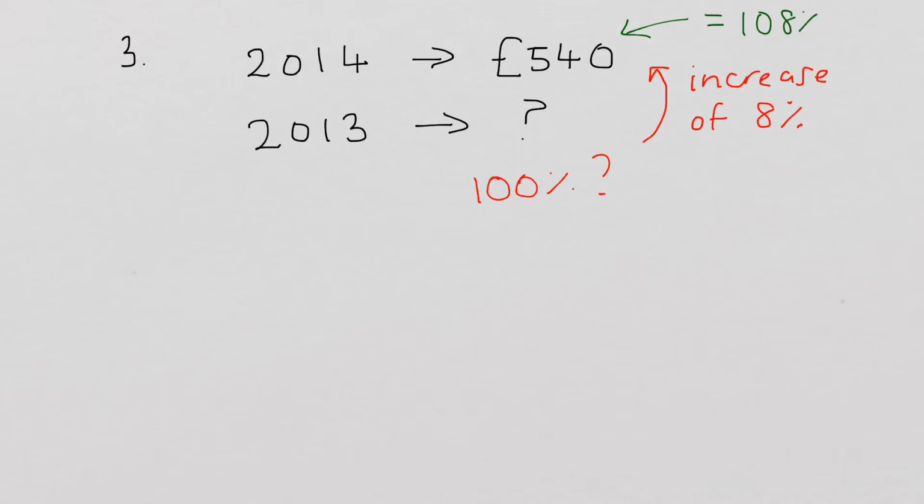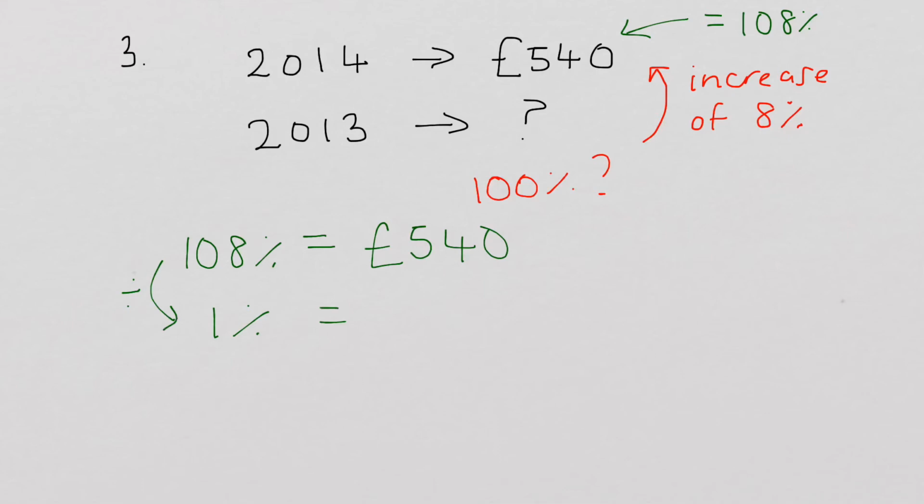108%. So if we know that 108% equals £540, work out what 1% is, so divide that by the same number, and then you can multiply by 100 to get 100%.